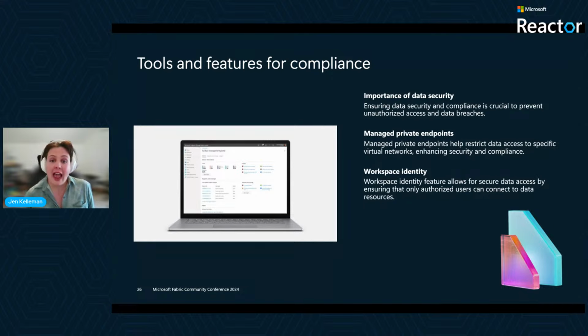You'll also want to consider how you go about managing your private endpoints so that you're restricting data access to specific virtual networks, again enhancing your security and your compliance. In terms of workspace identity, this is a feature that allows for secure data access by ensuring that only authorized users can connect to data resources.